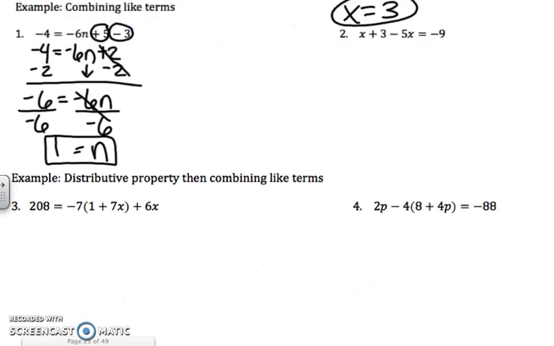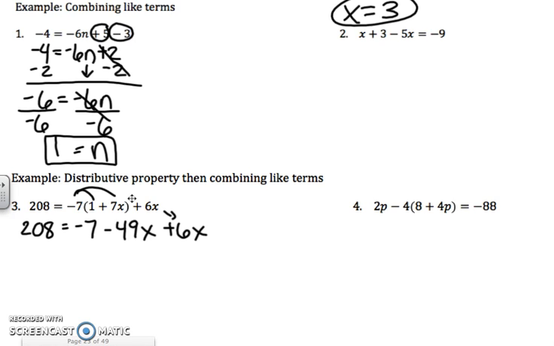On number 3, this is going to be an example of distributing and then combining like terms. So I see parentheses, I know I have to distribute. So I'm going to distribute that negative 7 to everything in parentheses. Negative 7 times 7x would be a minus 49x. Alright, so now that I've distributed, I need to bring everything down. So I'm going to bring down this plus 6, that equal sign, and then that 208.